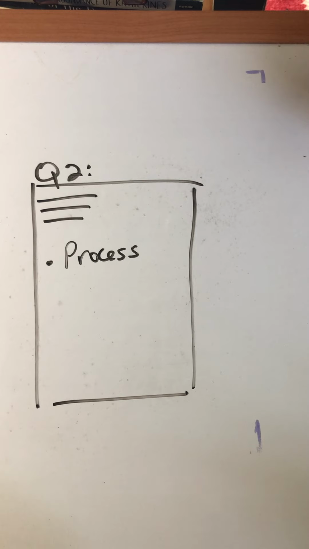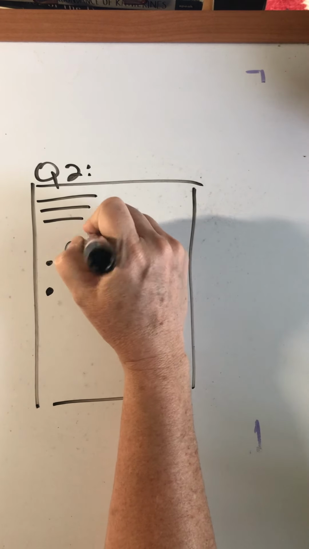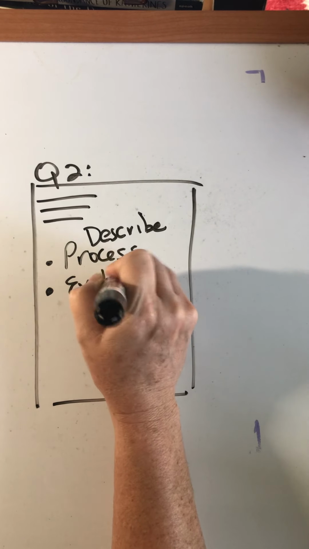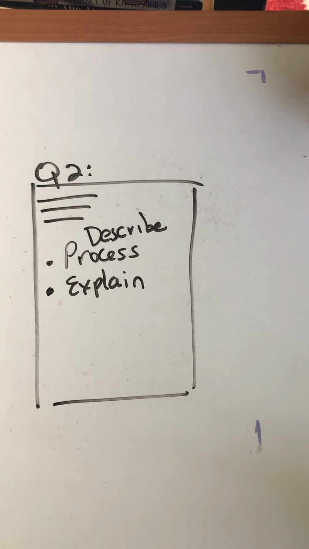Explain pieces and parts of it. So you're going to describe, you're going to explain, and that's why, if you have not watched the video on photosynthesis and cellular respiration, that's very important. You could get something about mitosis, you could get something about meiosis, you could get something about cell signaling, you could get something about neurons.